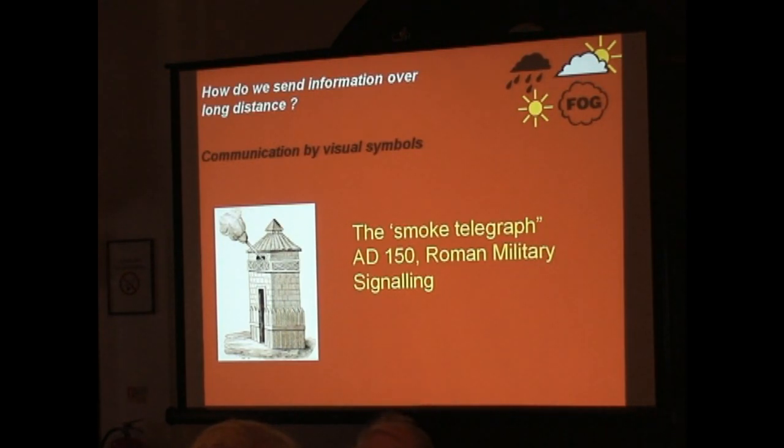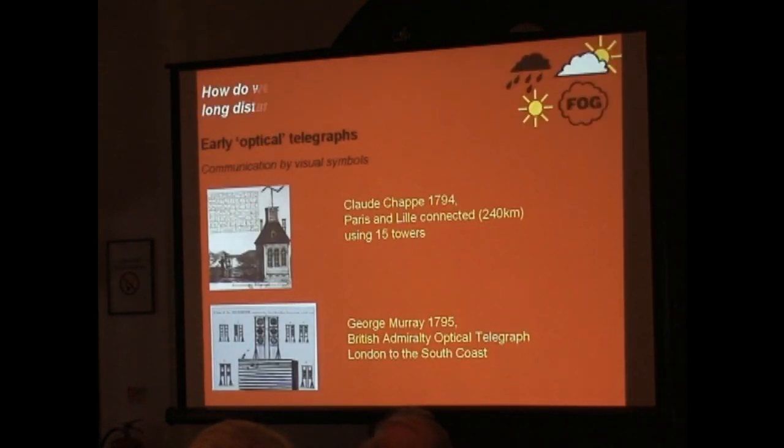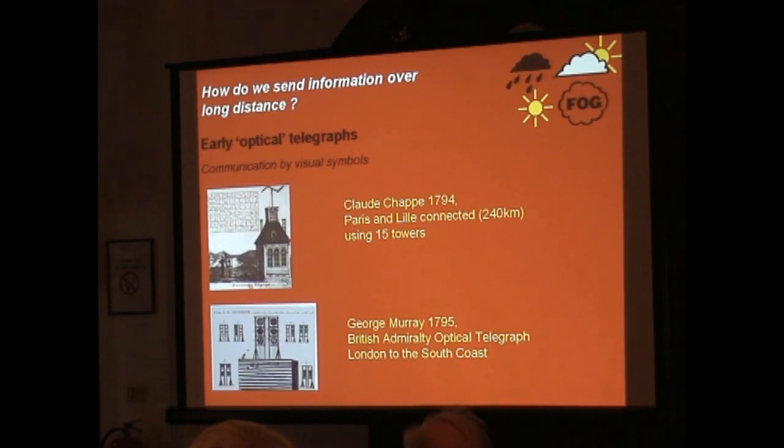But visual symbols. And we continued to use visual symbols for many, many years. The early telegraphs were optical. Chappé's telegraph, developed in France, brilliant communication, over 240 kilometers. You needed 15 towers to do it, and the operators could get information from one end of France to the other in a very short space of time.